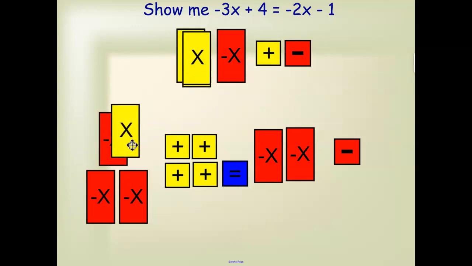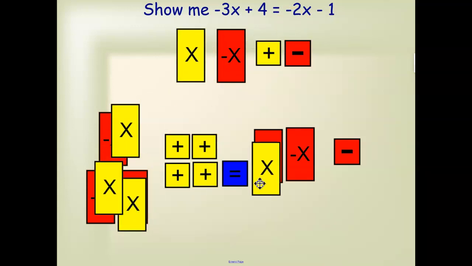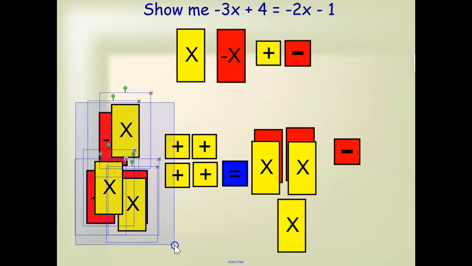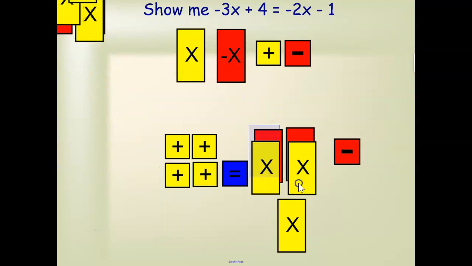So negative 3x has a smaller value, so I'm going to go ahead and add 3 yellows to this side to cancel it out. Whatever I do on one side, I'm going to do on the other. I'm going to get my 0 pairs out of there.